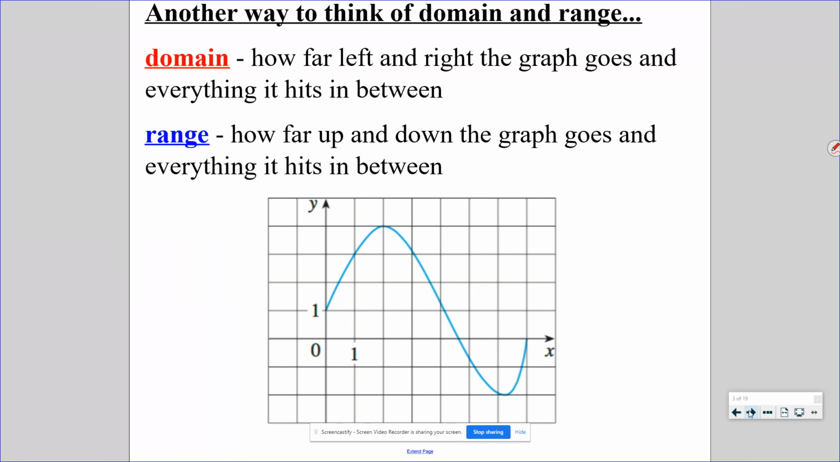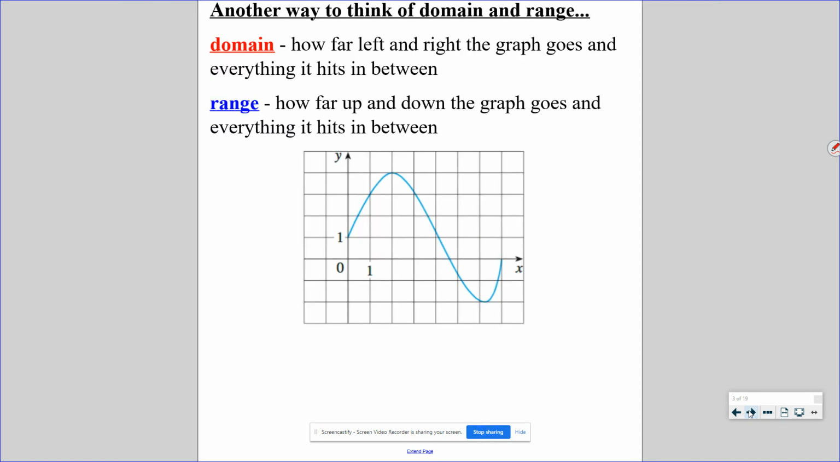Let's look at something else. So domain and range. We did last year pretty extensively, so we're coming back to that for a moment. Remember, domain is how wide a graph is. So this would be like your domain, how wide this graph is. And range is how tall a graph is. A function, I should say.